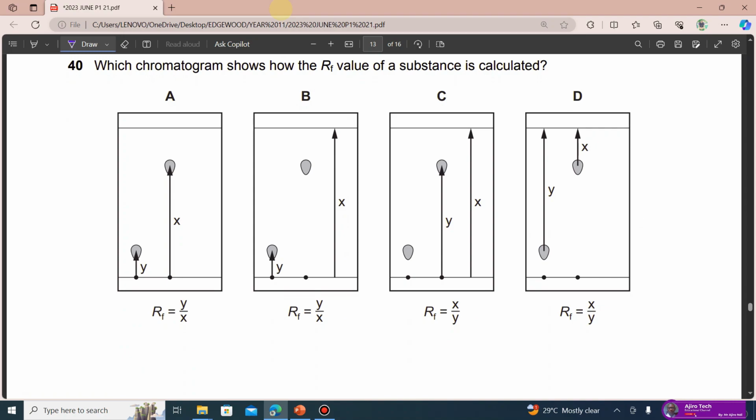The last question here: which chromatogram shows how the Rf value of a substance is calculated? Okay, distance moved by the sample divided by the distance moved by the solvent. So if you look at these options, which one represents the distance moved by the sample? Okay, Y, and the distance moved by the solvent is this. If you look at the others, they are not that way. So it should be distance moved by the sample, Y, over distance moved by the solvent. So for this, it is B.